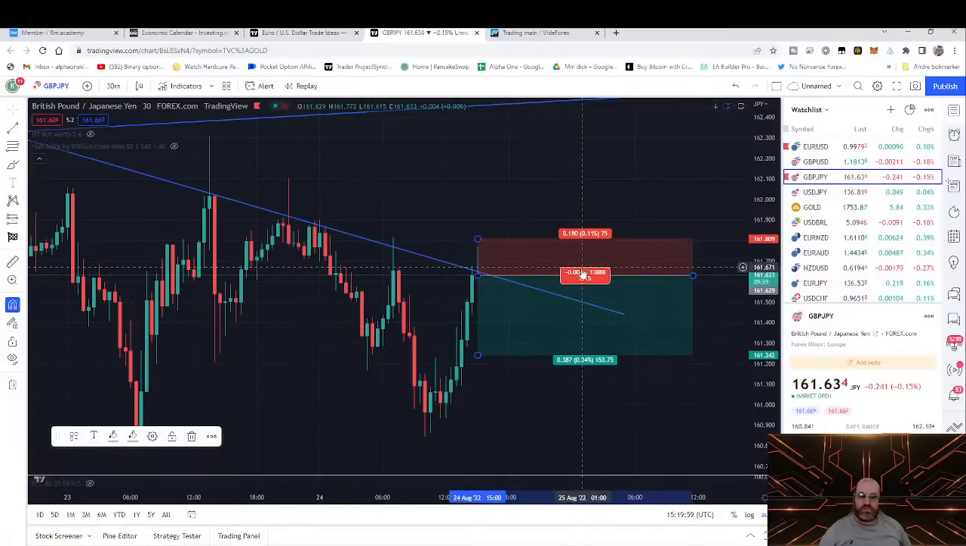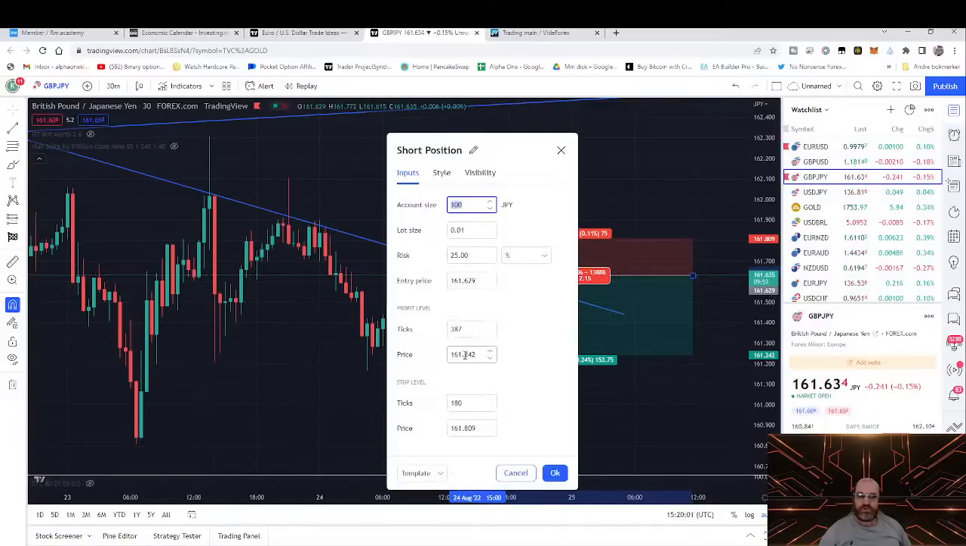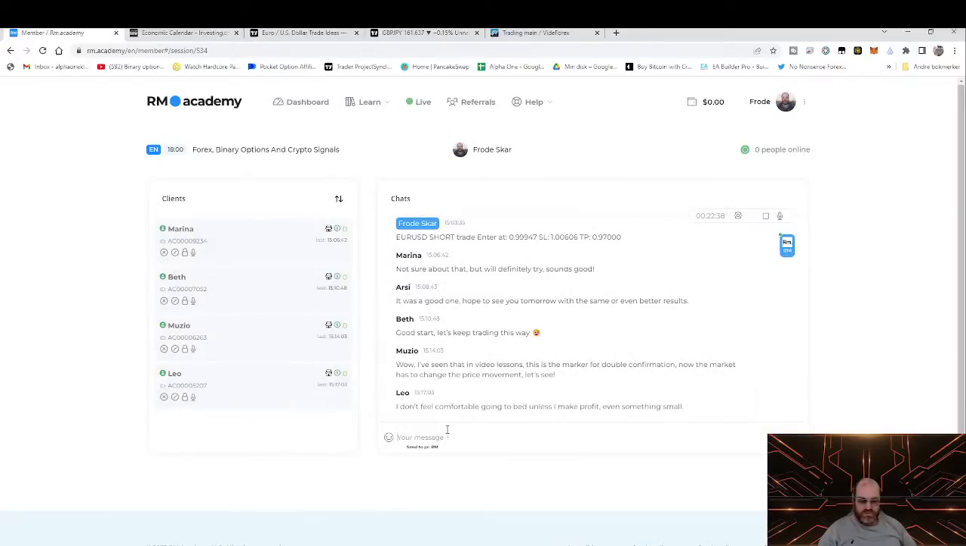There. We take this, GBP JPY. Amazingly nice short trade. We easily, in the 30 minutes, managed to see the trend also. Just wait a little.